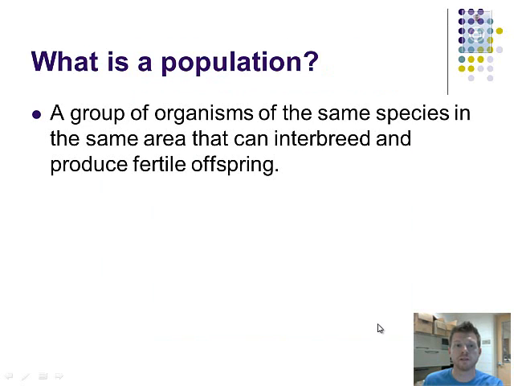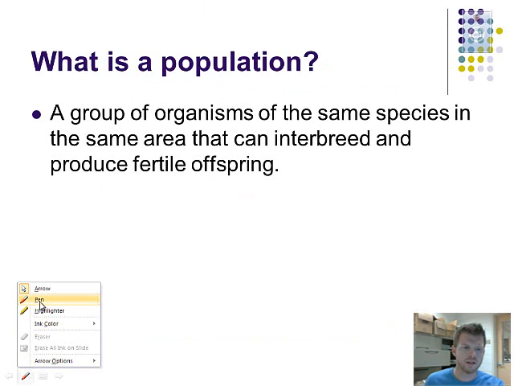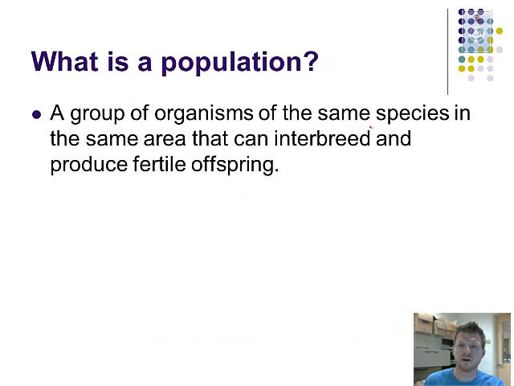So what is a population? A population is a group of organisms of the same species in the same area that can interbreed and produce fertile offspring. Key things here are that they are the same species, so taxonomy-wise they are going to have the same scientific name. They need to be in the same geographic area, which allows them to breed.